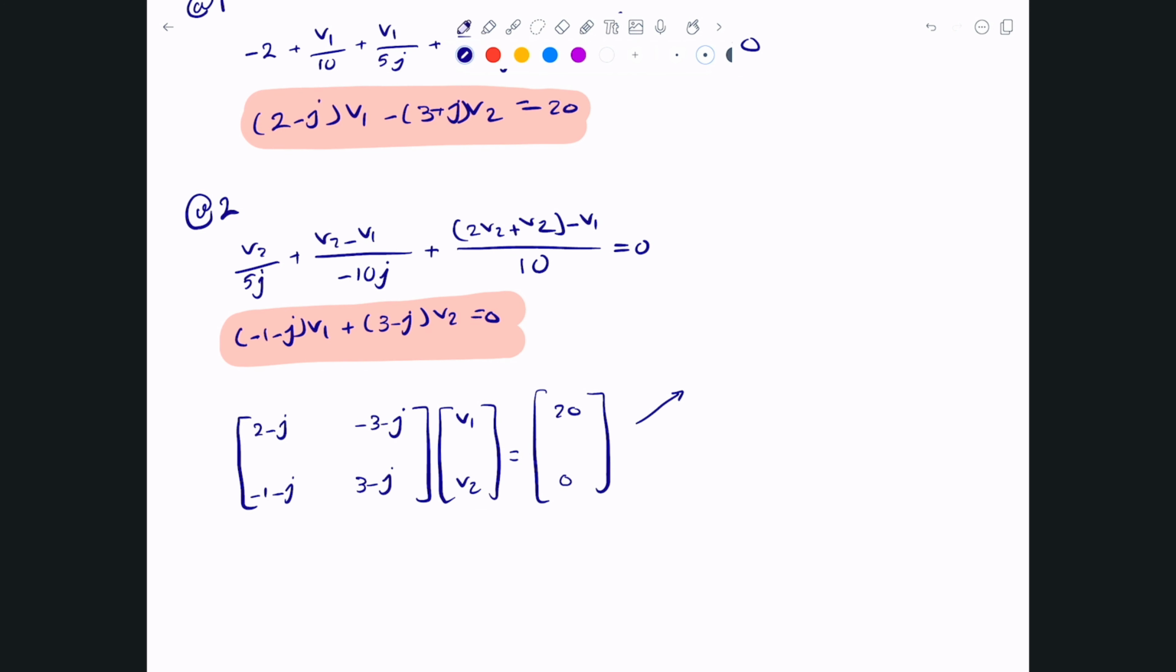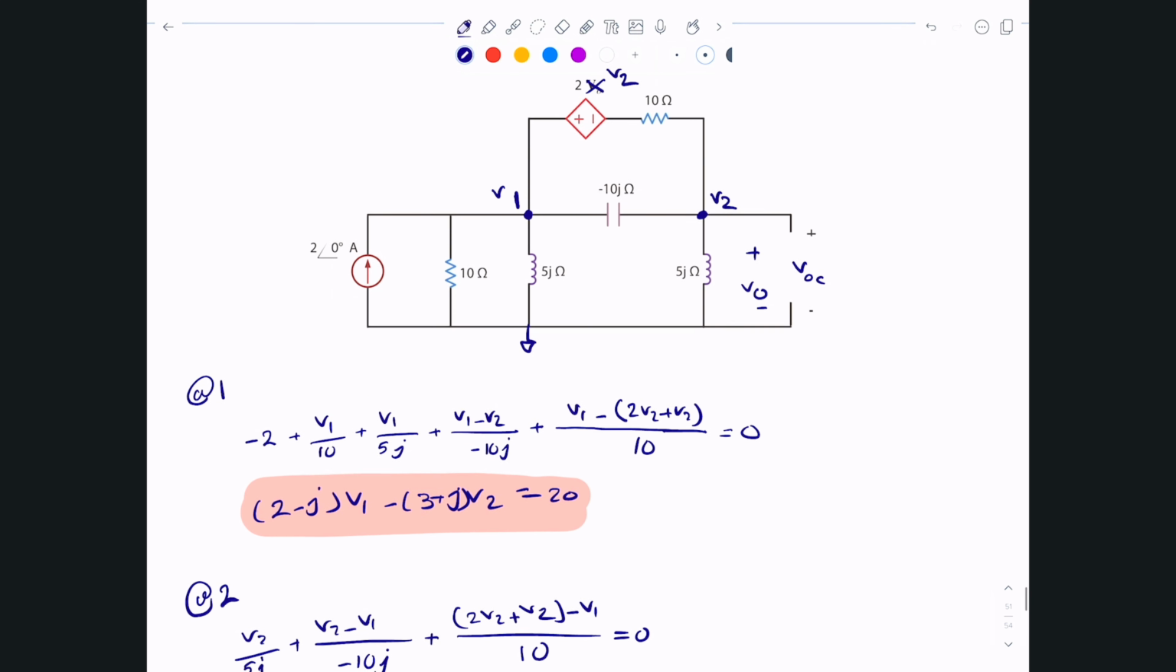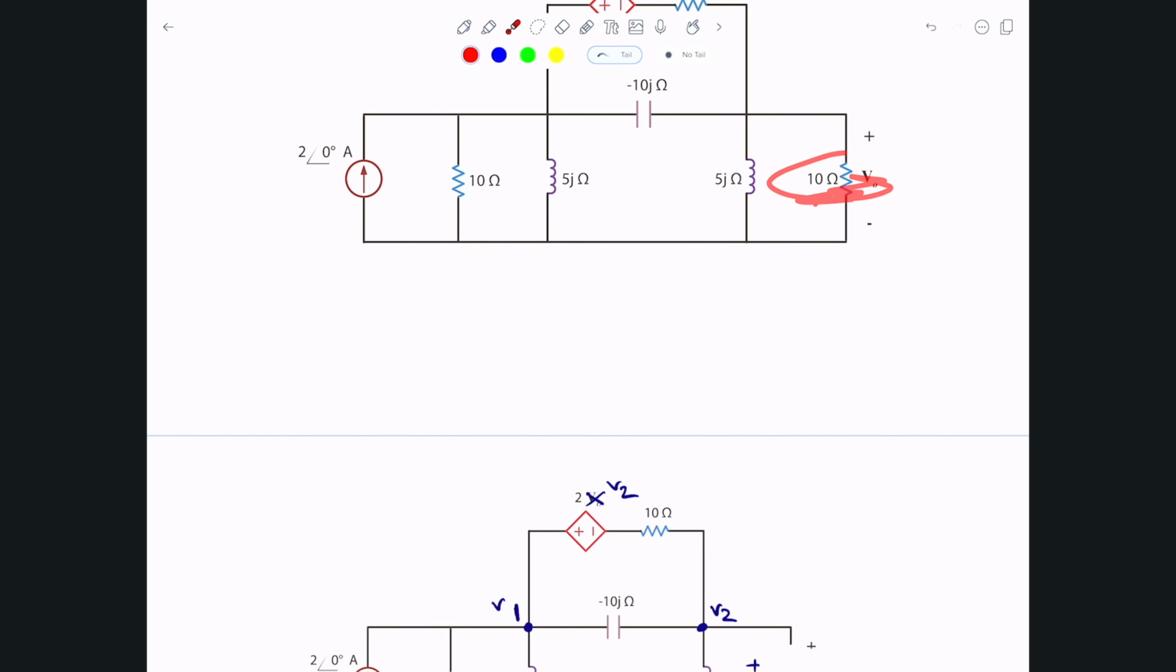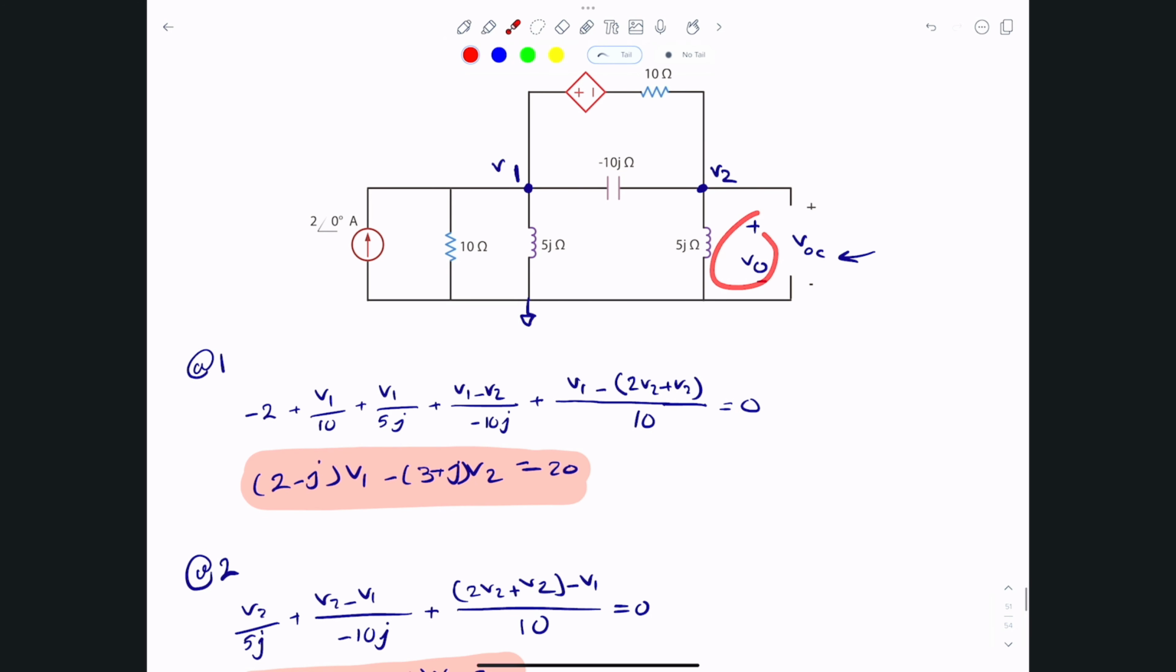That solution tells me that V1 is 6.67 at 53.13 degrees volts, and then V2 will be 2.98 at an angle of 116.56 degrees volts. And of course, V2 is the V naught, which is the V open circuit. If you remember, this V naught here is the V open circuit. It's not the V naught that we're looking for. It's the V naught that we're looking for, which we have to find using Thevenin, but it's V naught for this part of the circuit.